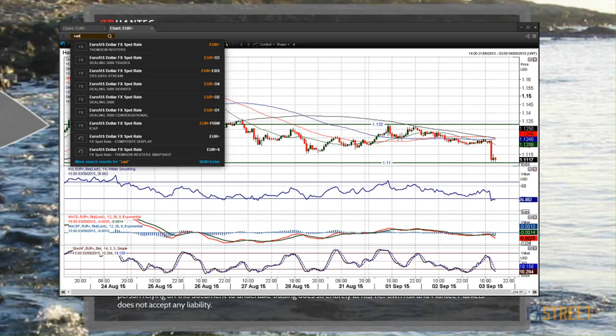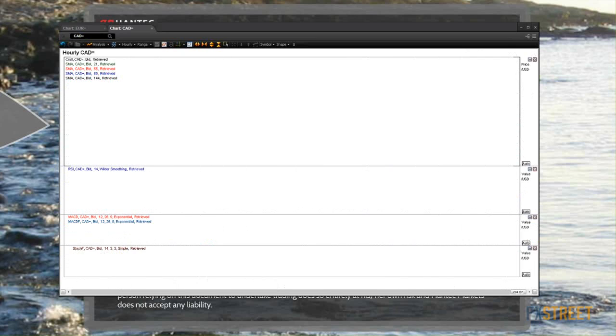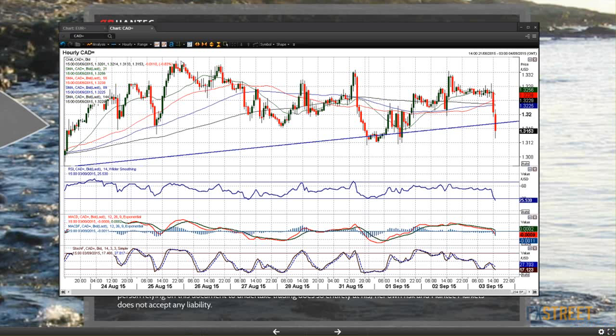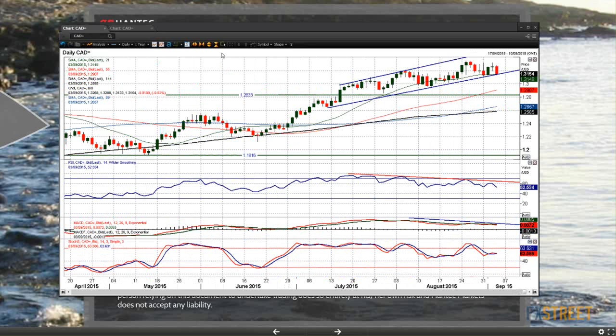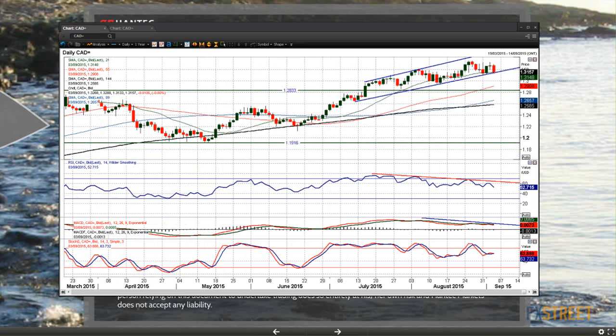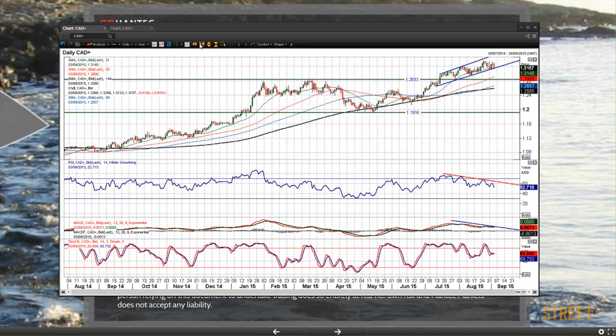Okay, well, let's look at the CAD. Do it on the daily first. Now, here we go, really interesting, because I talked about this on CNBC the other day, actually. I was talking about the fact that the CAD has been very, very weak for a really long while, in fact over a year.